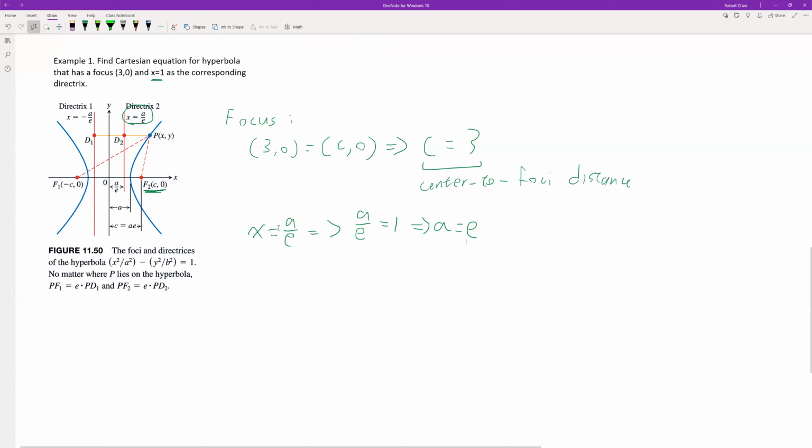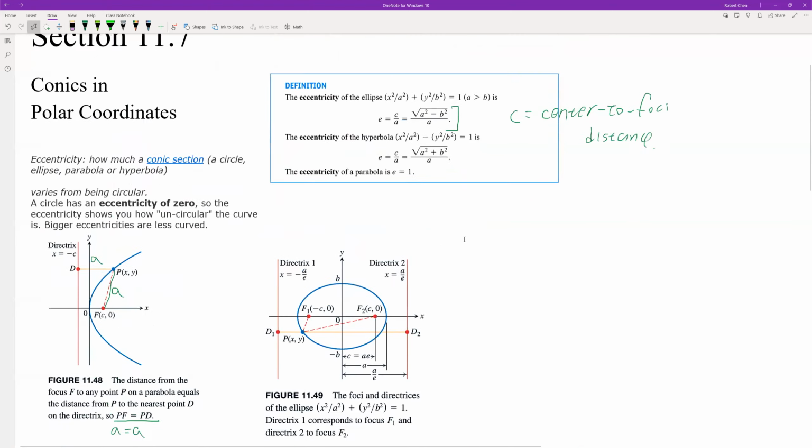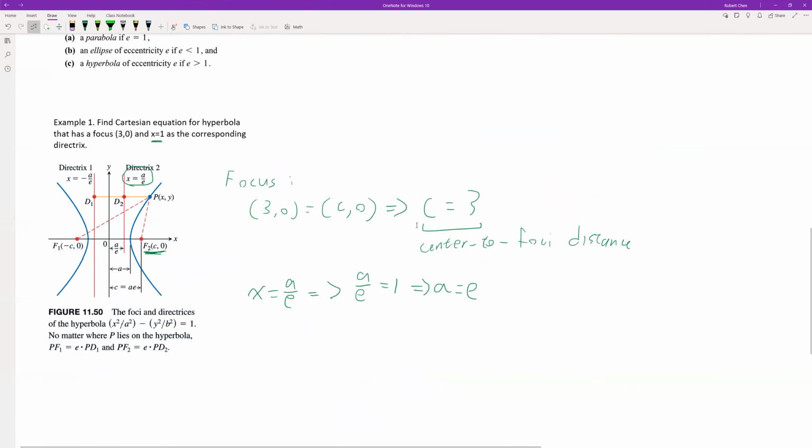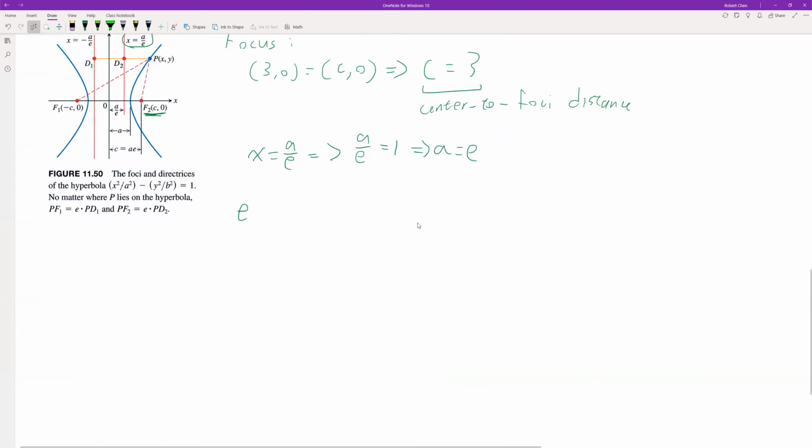Right. So let's look at earlier, how do we find the eccentricity of a hyperbola, which is the letter E. Right. So go up, eccentricity of hyperbola is E equal to C over A. All right. So here we know that E is equal to C over A. We know C is 3, right? And A is equal to E, right? So we can write that as 3 over E. Now, by looking at this, trying to solve for E, we have E is equal to 3 over E. That means E squared is 3. And then we can square root it. E is square root of 3.